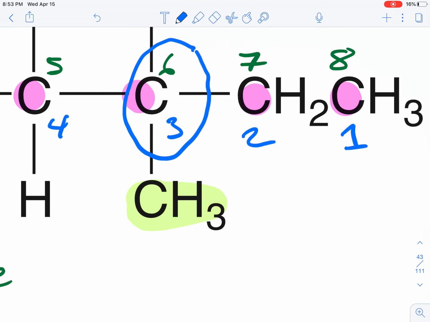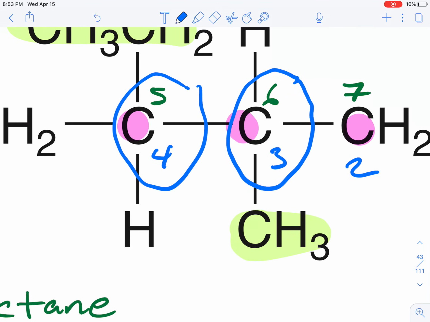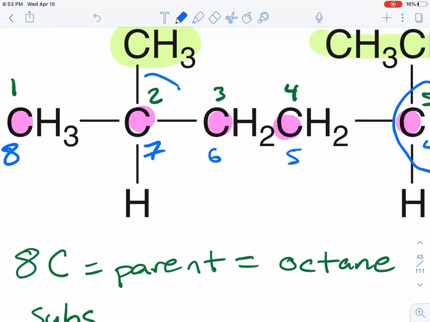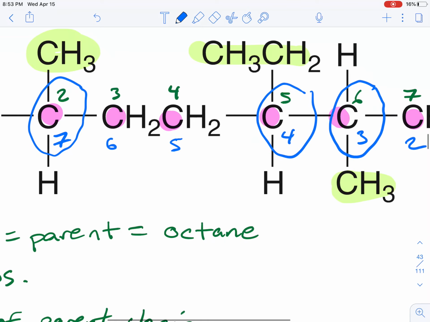So if you look here, I have 6 and 3. If you look here, I have 4 and 5. And then if you look here, I have 2 and 7. And so in this scenario, since we have 3 different substituents, well, technically 2 different substituents, but they're on 3 different positions, what we're going to do is add up all the numbers and see which one is the least.